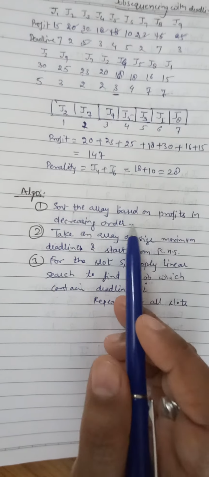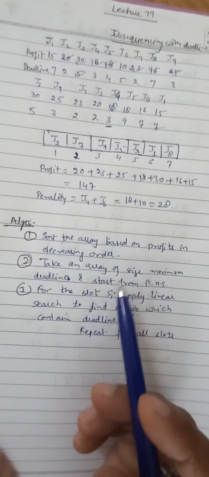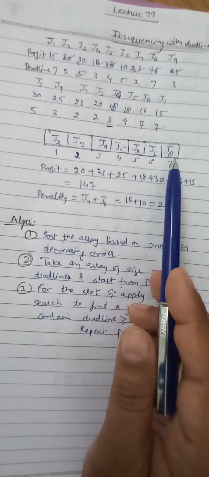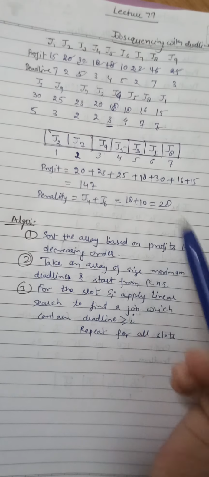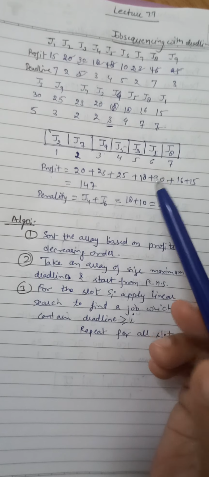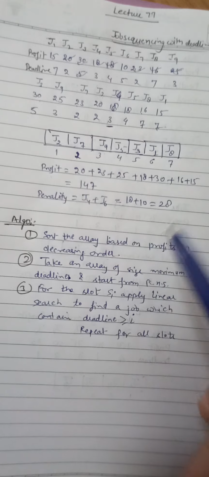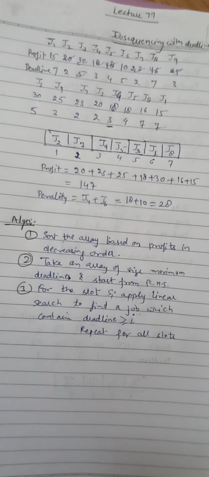First we sort in decreasing order, as we did here, and after that we take an array of size maximum deadline, and we go from right hand side to left hand side. Then we apply linear search to find the job according to the deadline, and we do this for all the slots until we have completed all the jobs according to the deadline. So this is the algorithm of job sequencing with deadline.